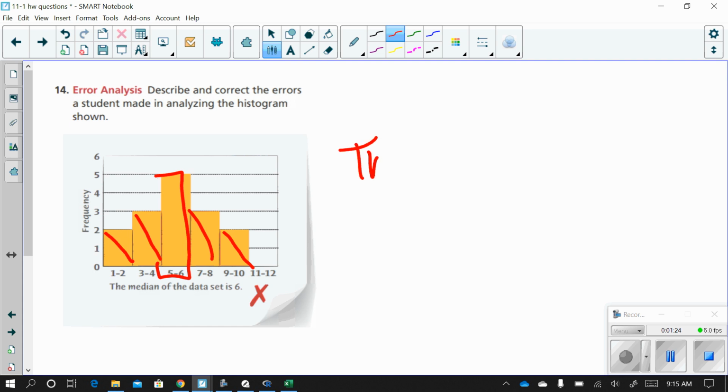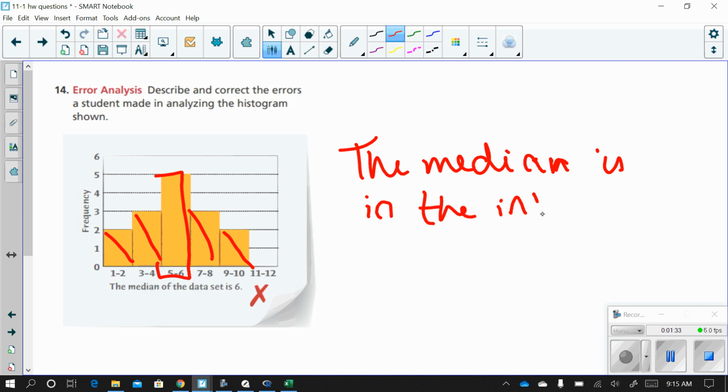So the median is in the interval of 5 to 6. So the median technically could be 5.5. It could be 5. It could be 5.8. We don't know. We just know that there's 5 data points in that interval. We don't know exactly what those data points are. So you really can't just come out and say, this is my median.